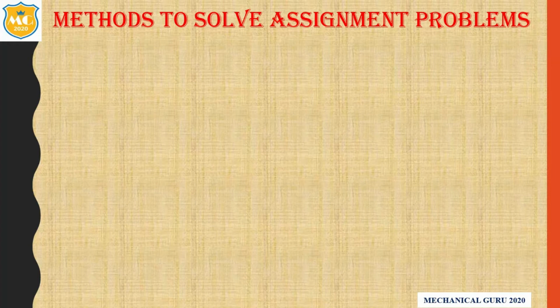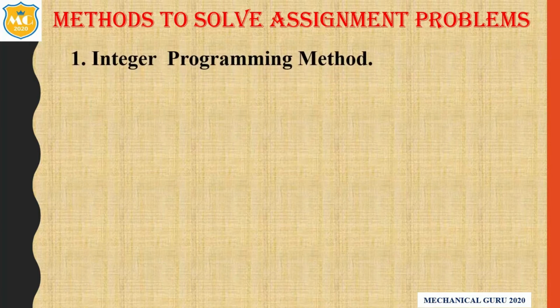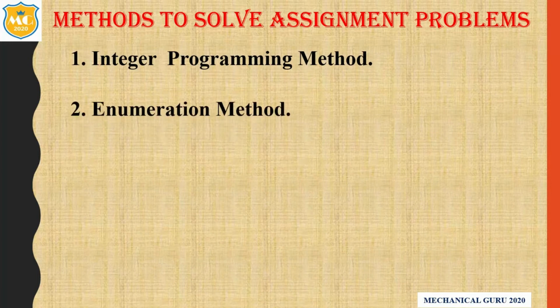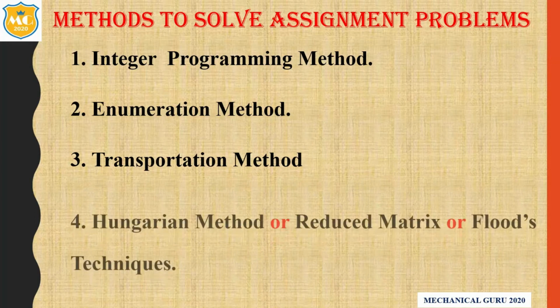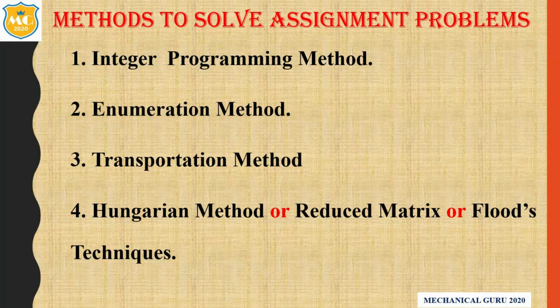Now, next part, methods to solve the assignment problem. Okay, the first method is the integer programming method. Second, enumeration method. Third, transportation method. And the last, Hungarian method or reduced matrix or Flood's technique. Okay, so the assignment problem we can solve by four different methods: integer programming, enumeration, transportation and Hungarian method. So each method we will discuss one by one in the next slides.